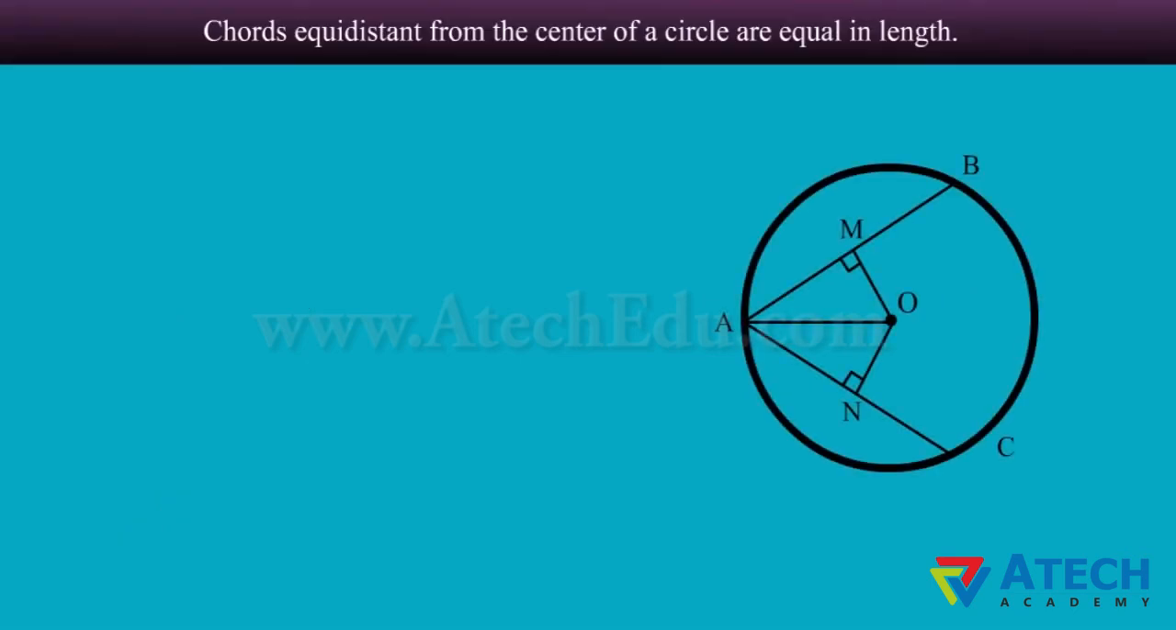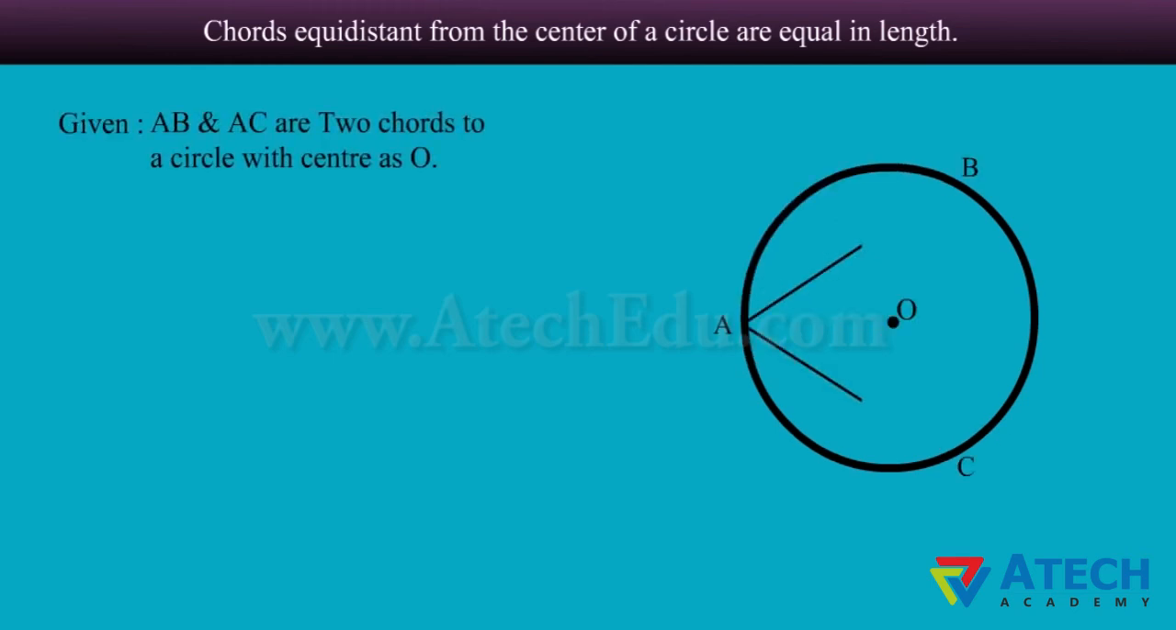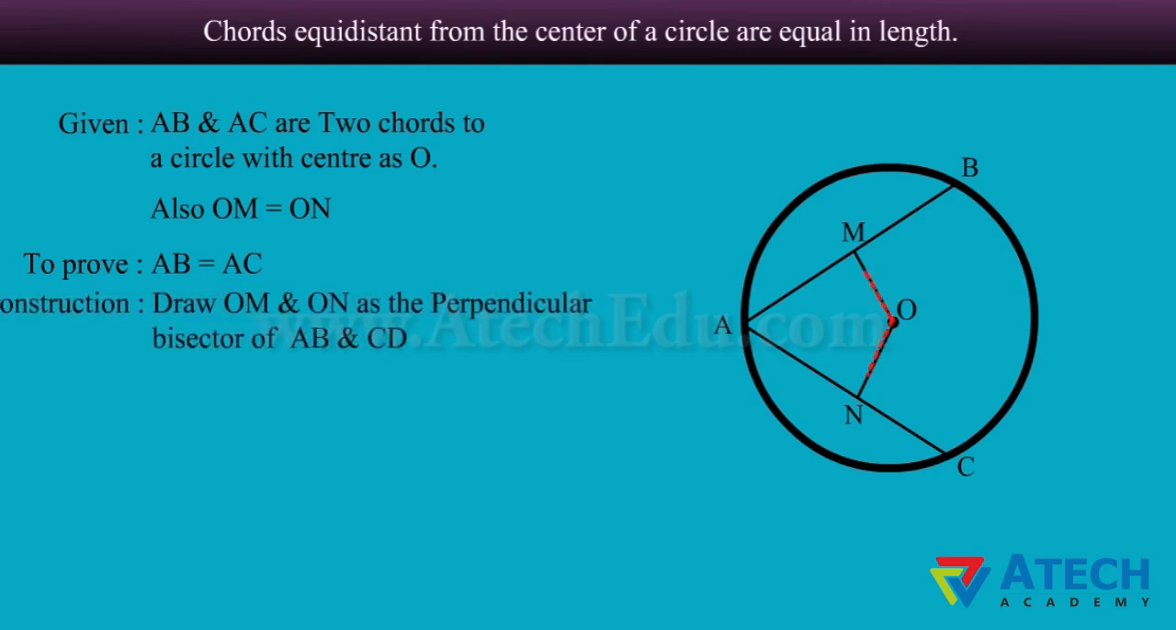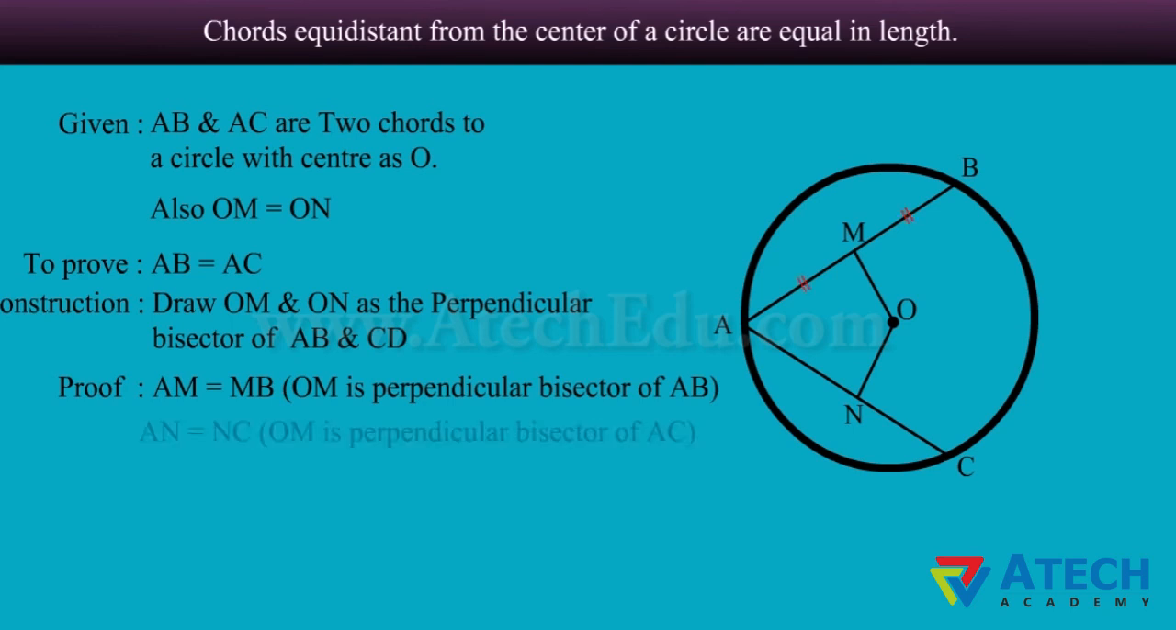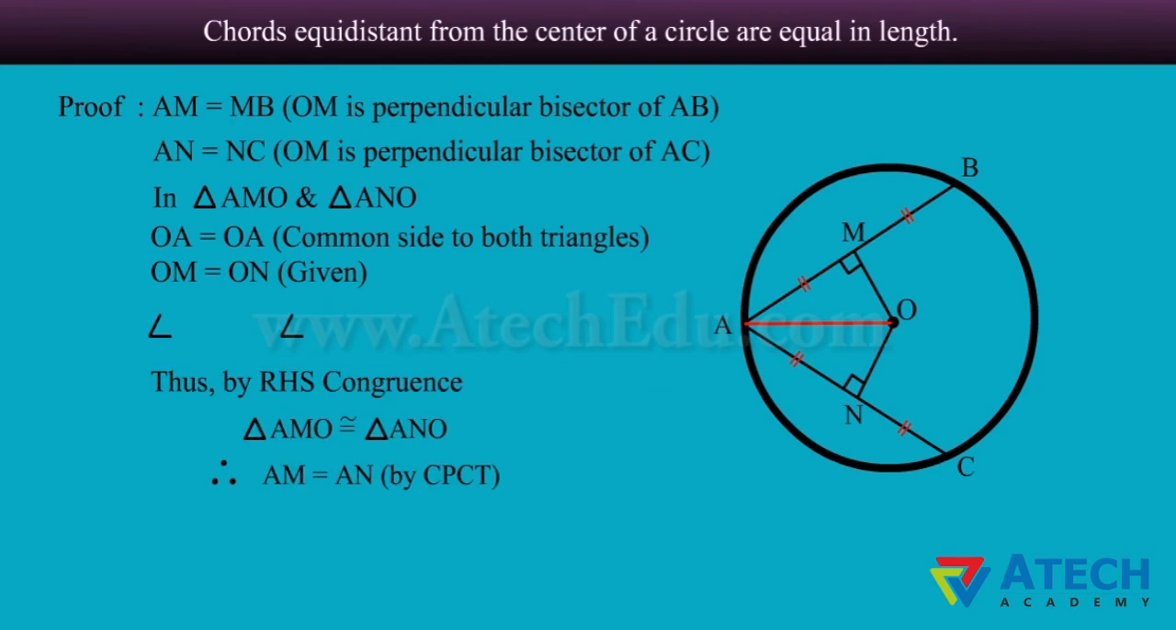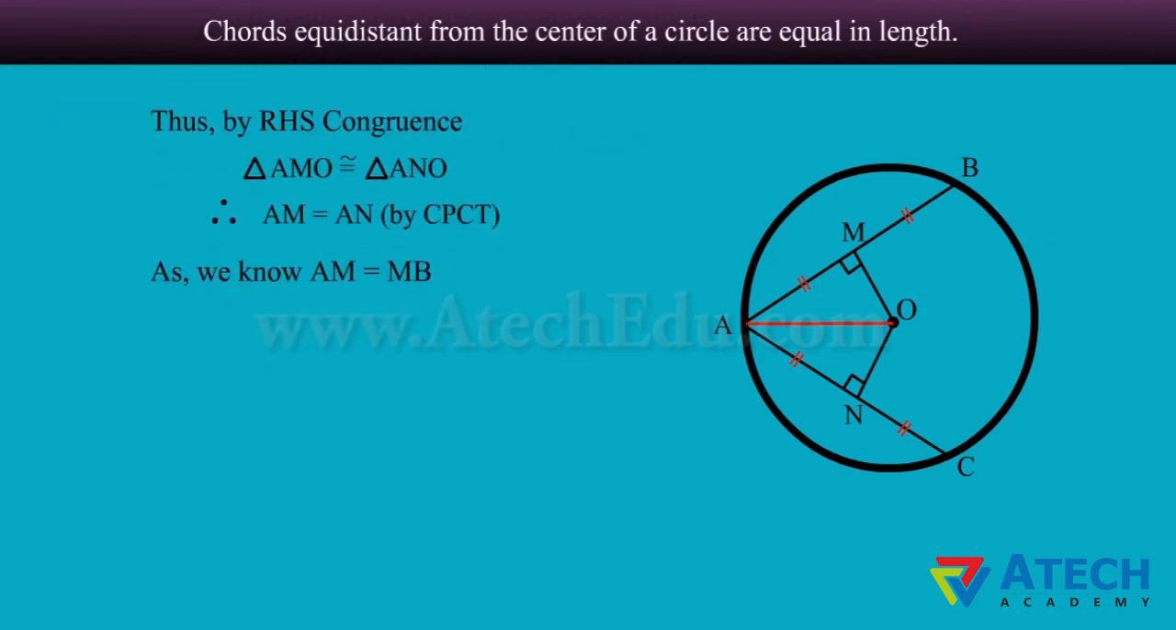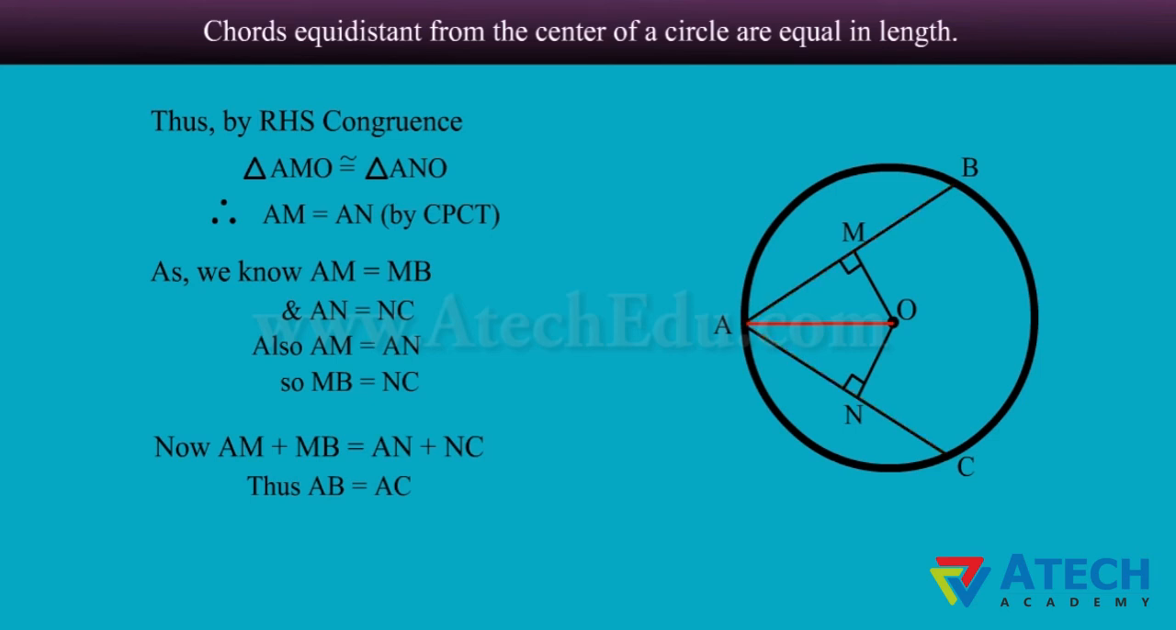Let us prove the converse. Chords equidistant from the center of a circle are equal in length. Here, OM is equal to ON. We have to prove that the chords AB and AC are equal. Since OM and ON are perpendicular bisectors, hence AM is equal to MB and AN is equal to NC. It can be proved that triangle AMO is congruent to triangle ANO by RHS congruence. Hence, AM is equal to AN by CPCT. From both these facts, we can prove that AB is equal to AC as shown.